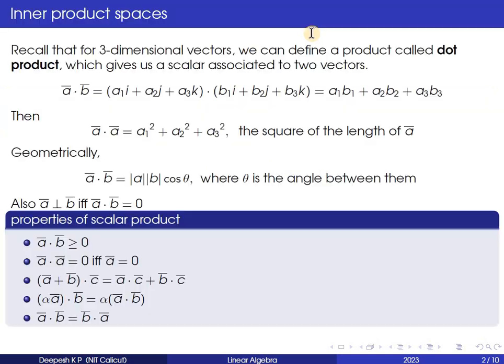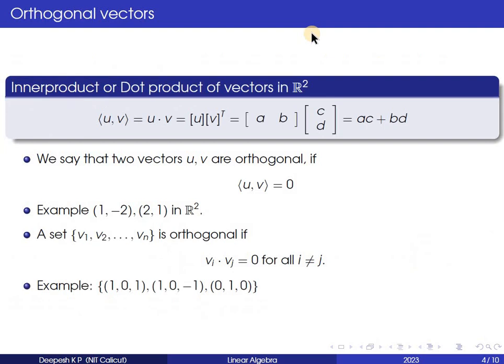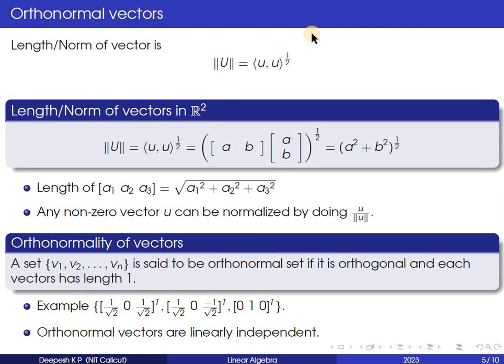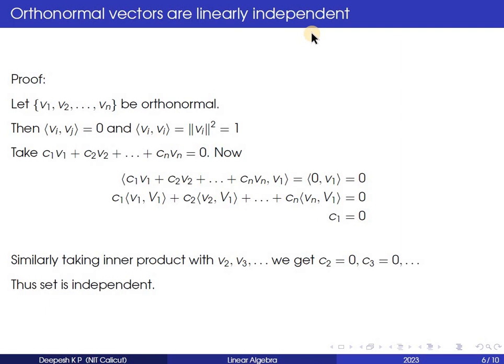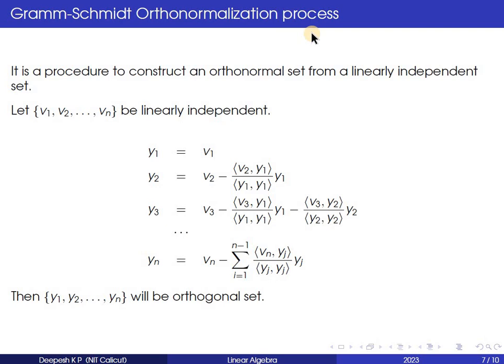We were discussing inner product spaces, and we have also seen the concept of orthogonal sets and orthonormal sets in vector spaces. Orthonormal sets were orthogonal sets whose elements are unit vectors. We also saw that orthonormal vectors are linearly independent, and I gave an example to show that linearly independent sets need not be orthonormal, but from every linearly independent set in an inner product space, you will be able to construct an orthonormal set.